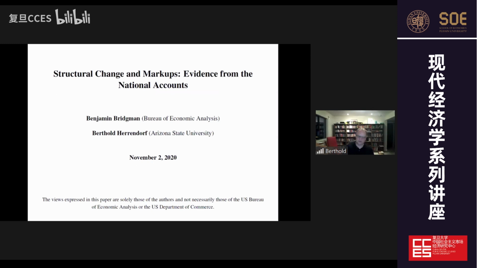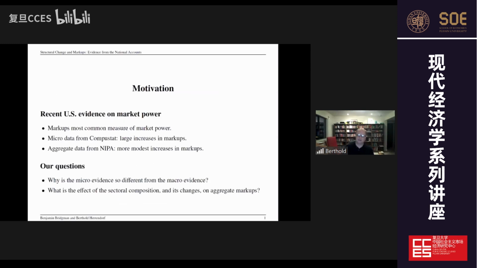Let me start with the motivation. There's a lot of recent evidence, mostly for the US, on market power. The most common measure of market power is markups. And there are two strands of the literature. One strand uses microdata from Compustat, and they find large increases in markups, which they interpret as large increases in market power. Another strand uses aggregate data from NIPA, the National Income and Product Accounts, and they find more modest increases in markups.